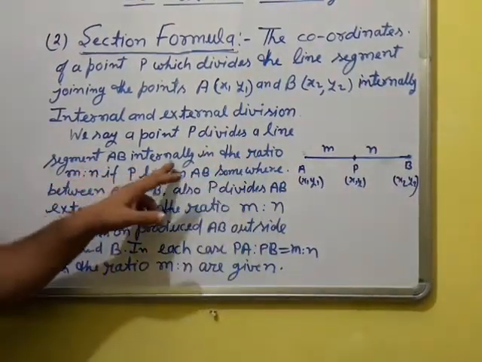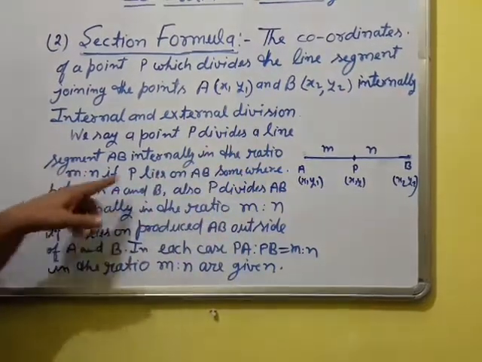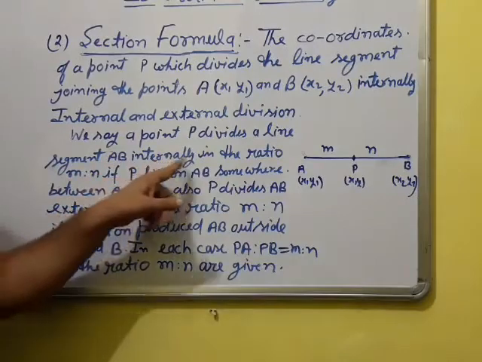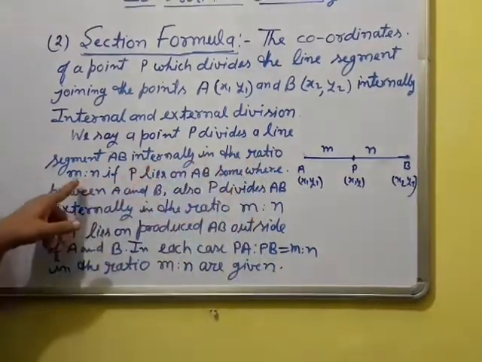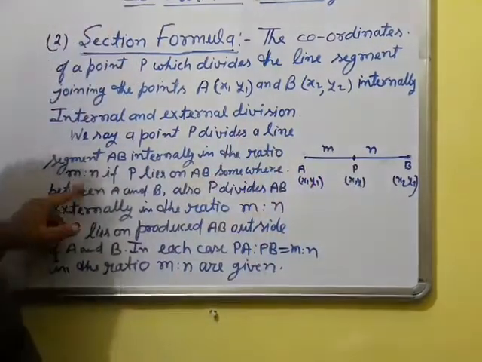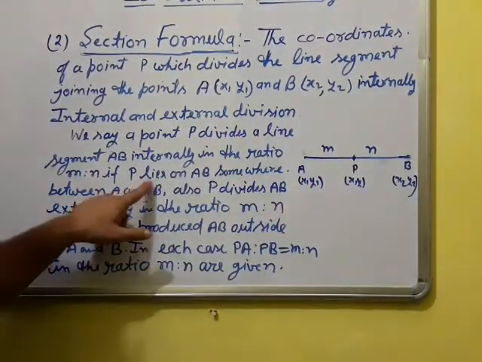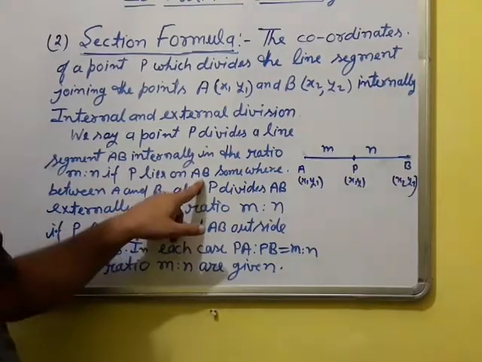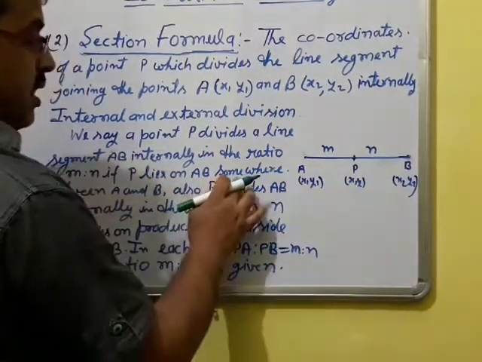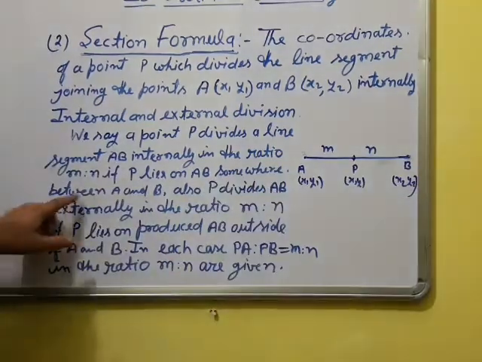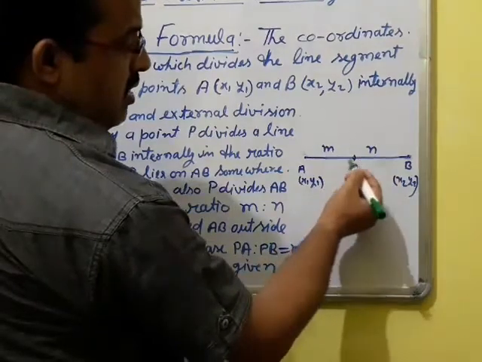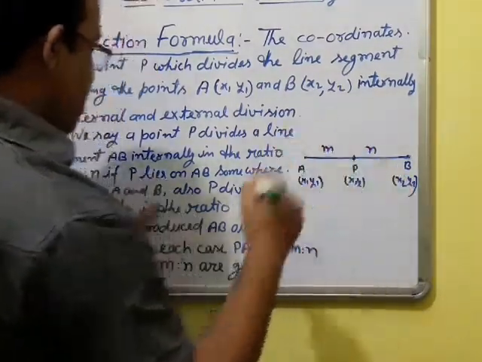Segment AB internally in the ratio m:n. A point divides a line segment AB internally in the ratio m:n if P lies on AB somewhere between A and B.